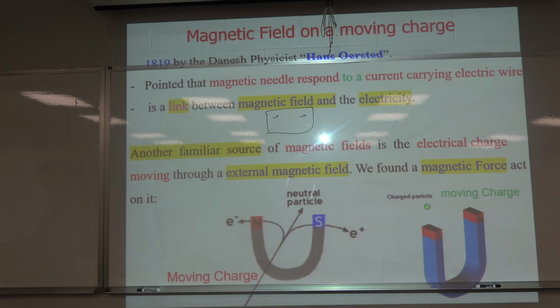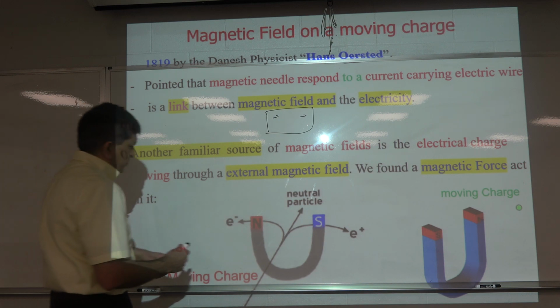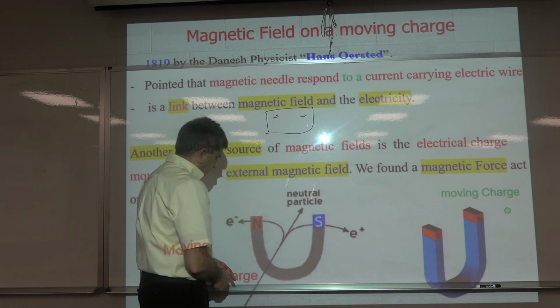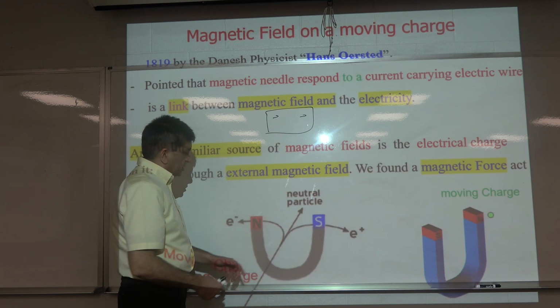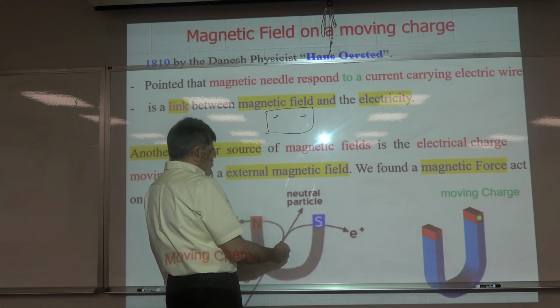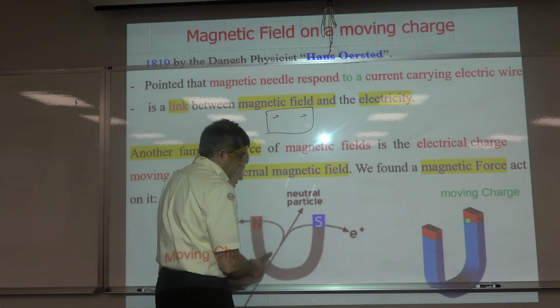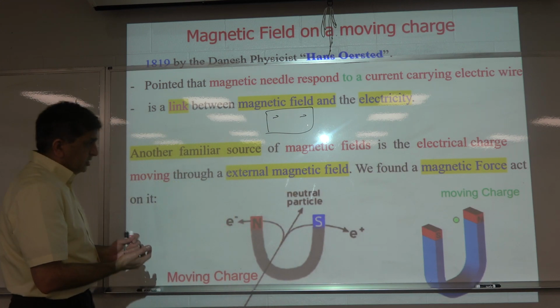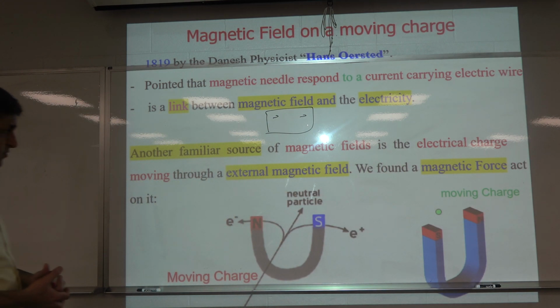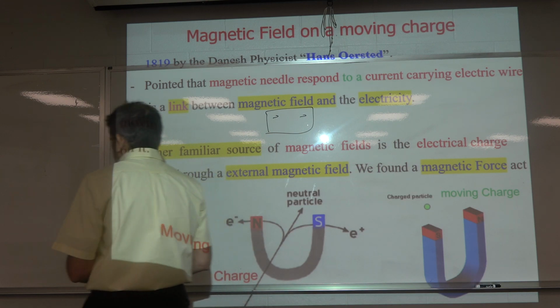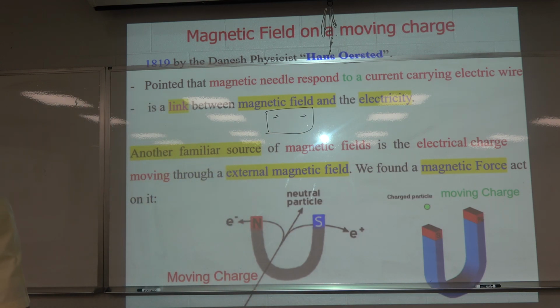So another familiar source of the magnetic field is the electric charge moving through an external magnetic field. For example, here I have a horseshoe magnet. If a charge passes through that, if it is positively charged, it will be deflected. Negatively charged will be deflected. If it's a neutral particle, like a neutron, it will not be affected. So when a moving charge passes through the magnetic field, it changes its path.